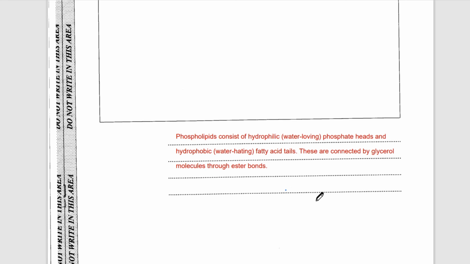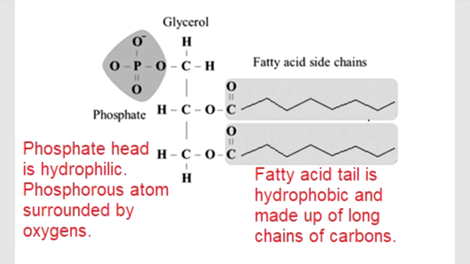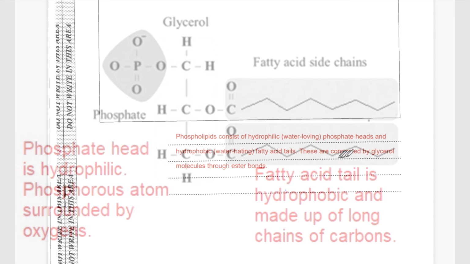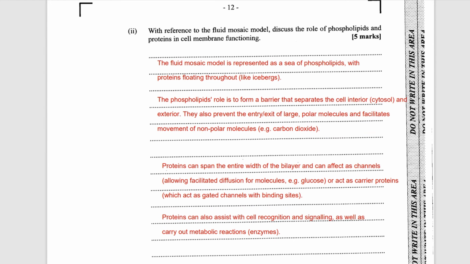In your annotations, you describe what the phosphate head is made up of, which is a phosphate atom bonded to oxygens, and fatty acid tails are long strings of carbon, and there may be little kinks in the fatty acid tails. These are connected by glycerol molecules and two bonds called ester bonds. Now we don't need to go into any more detail here. Once you have a little description down and some good annotations and labels, you should be able to get your 4 marks.